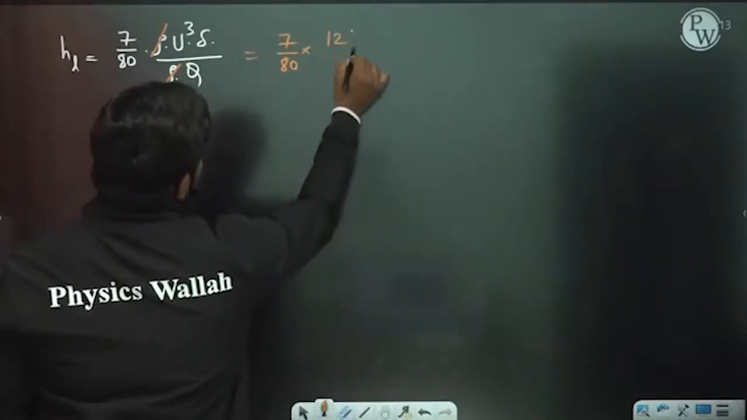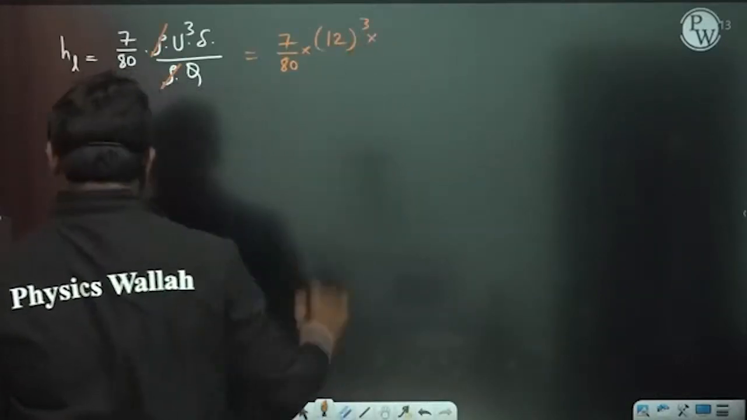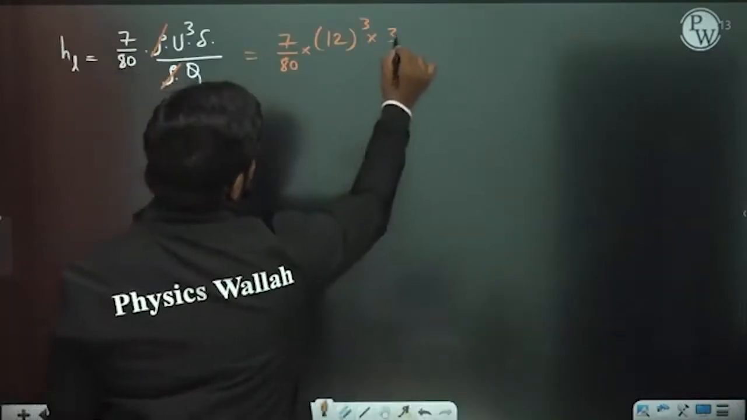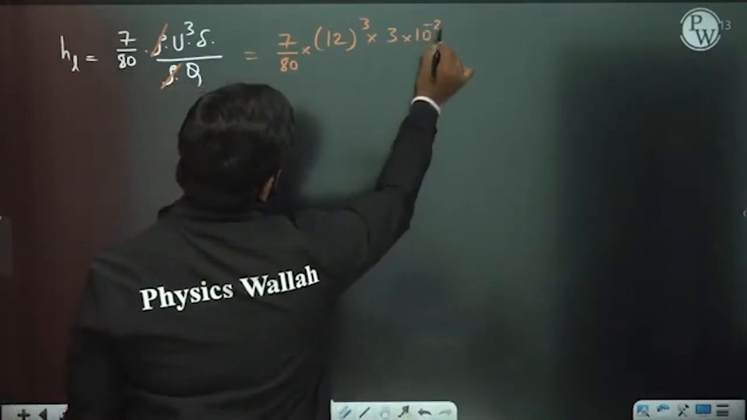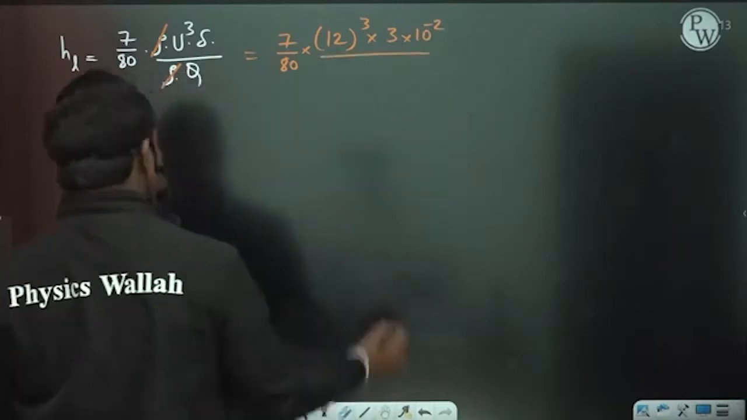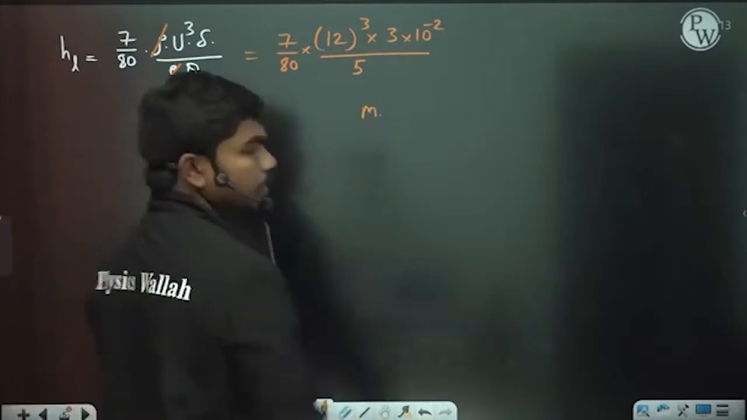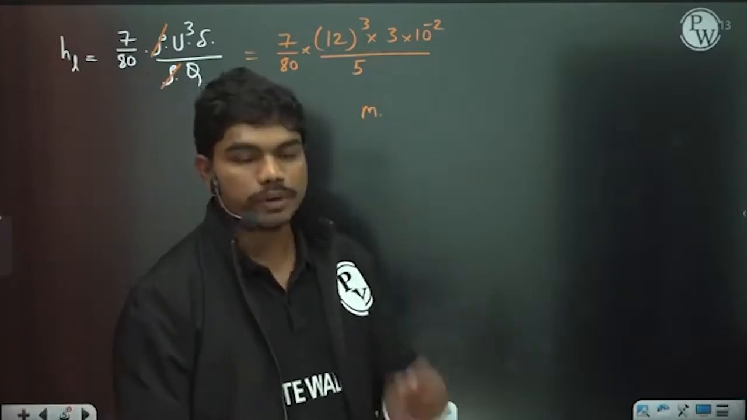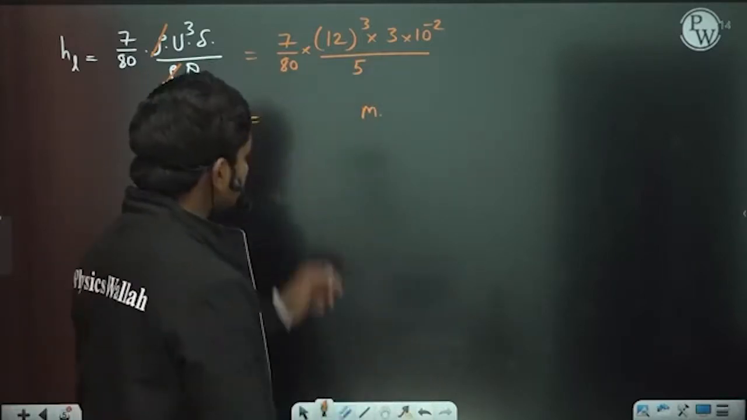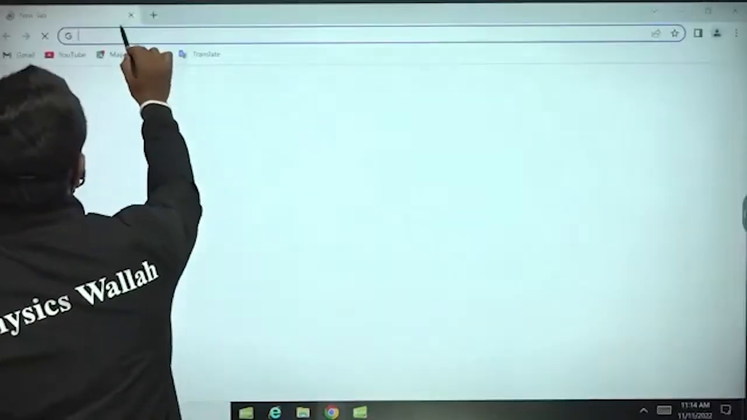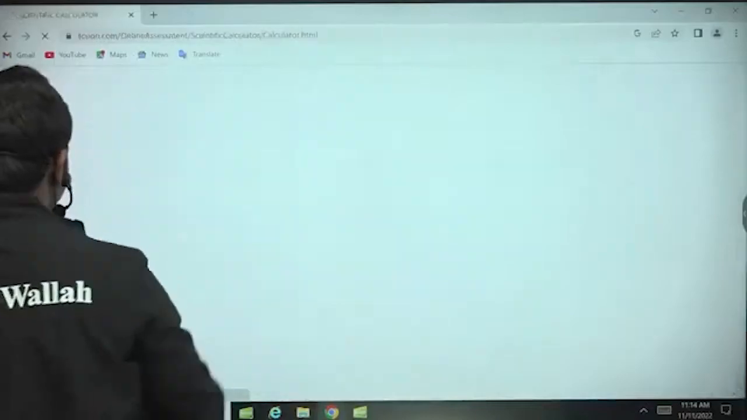12 cube into delta. So what is the boundary layer thickness at this location? 3 centimeters. So 3 into 10 to the power minus 2 divided by Q. Q is actually 5 meter cube per second. So if you simplify, your answer is going to be in meters. Head loss we are going to measure in terms of this air head. So if you simplify this value, I think you will get the answer. So let us take a calculator and work this out.